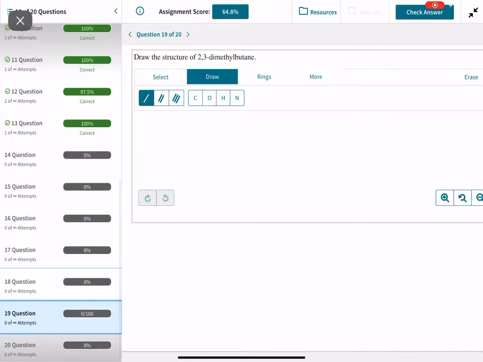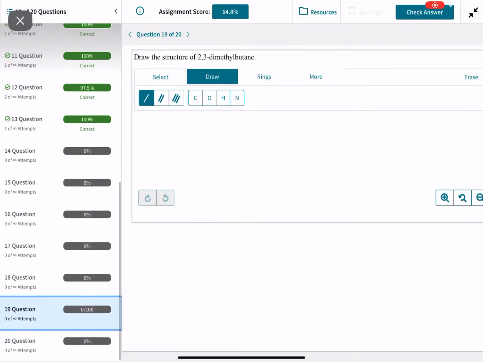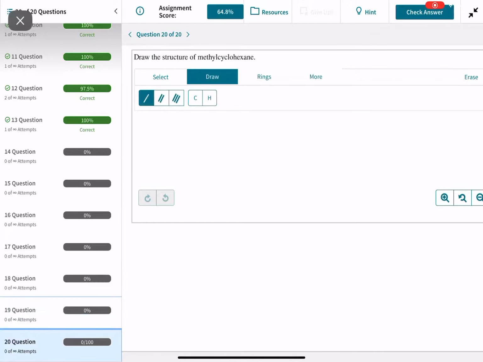What do we got next? Draw 2,3-dimethylbutane. Oh, you can totally do this. This is almost the same thing. Draw your butane, number the carbons, find carbon number 2, give it a methyl, find carbon number 3, give it a methyl, you're done. And the last one, draw methylcyclohexane.